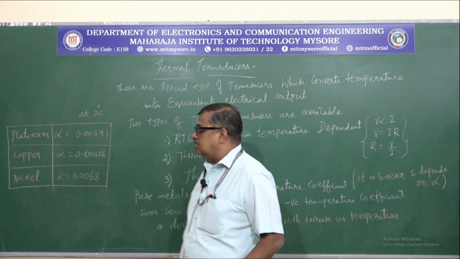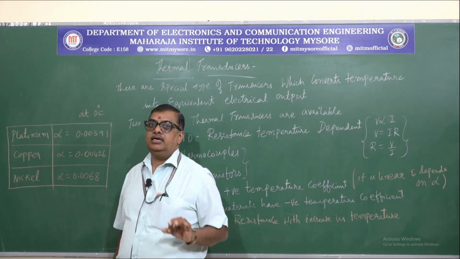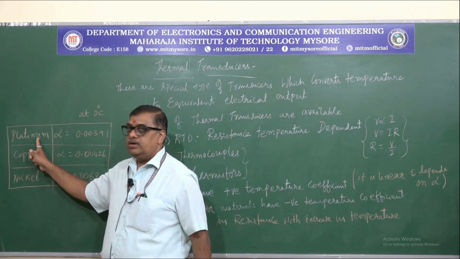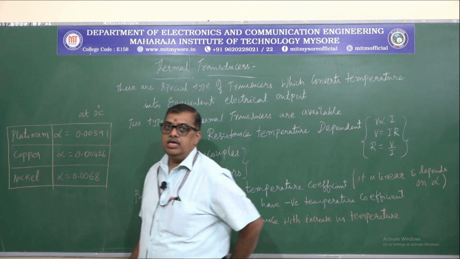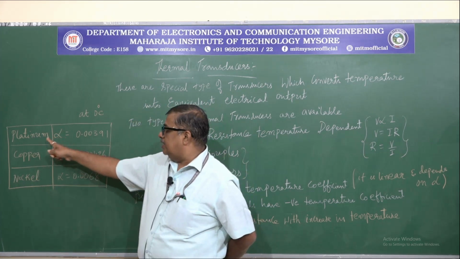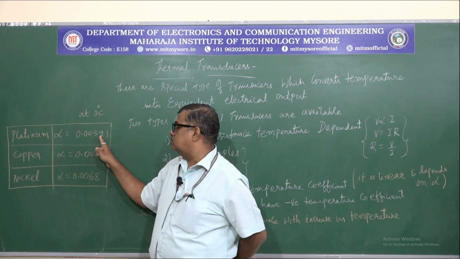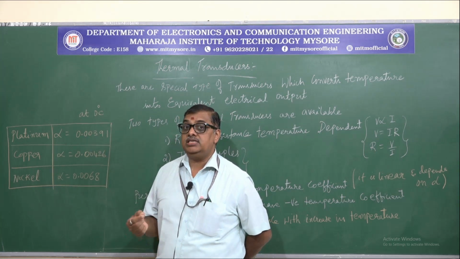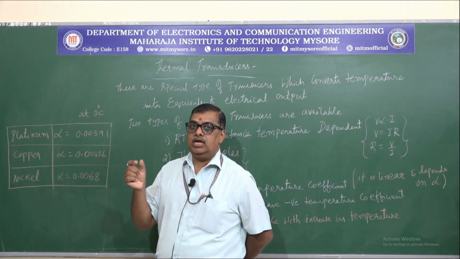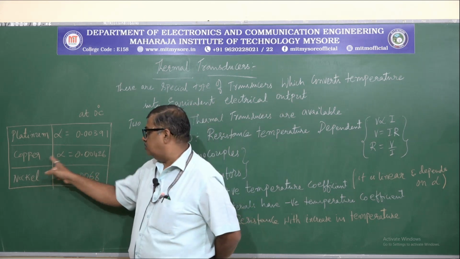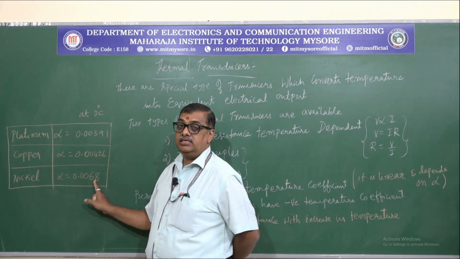Now let us see these three types of metals that are used for constructing the thermal transducers. Platinum, you know that it is a very good conductor of heat. Copper is also a good conductor of heat and nickel is also a good conductor of heat. The temperature coefficient alpha for platinum is very small. I have written 0.00391. What does that mean? It is very sensitive to temperature. With a small temperature change, it is going to give the equivalent electrical output. Then comes the copper, which has 426, and the last one is nickel, which has a lower temperature coefficient.